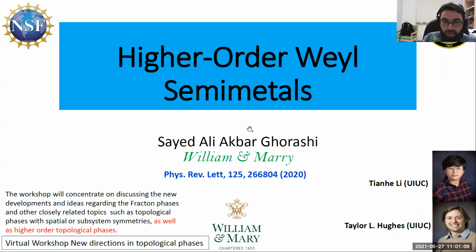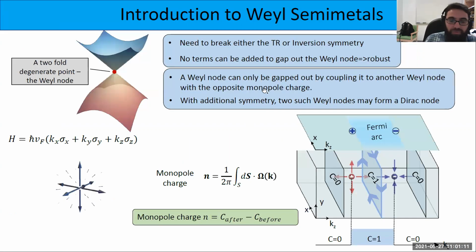All right, so what is the higher order Weyl semimetal? Before that, let's quickly review what the Weyl semimetals are. I think everybody knows, but just to understand the notations here, in terms of the phase diagram, we call a Weyl node a transition point between a phase which has a zero Chern number and the phase that has a non-zero Chern number. So basically, in the region that you have non-zero Chern number, you have Fermi arcs that connect the plus and minus monopole charges of the Weyl nodes.